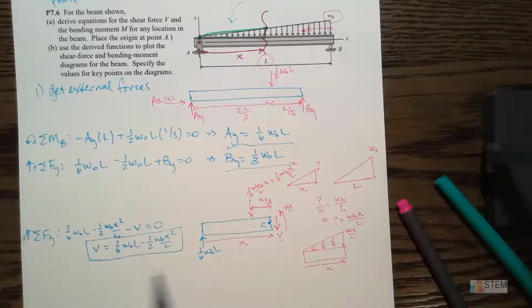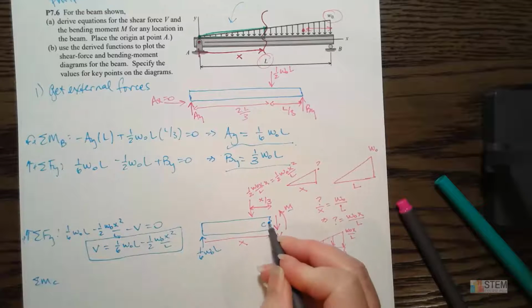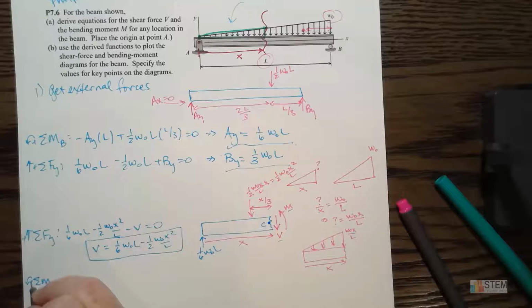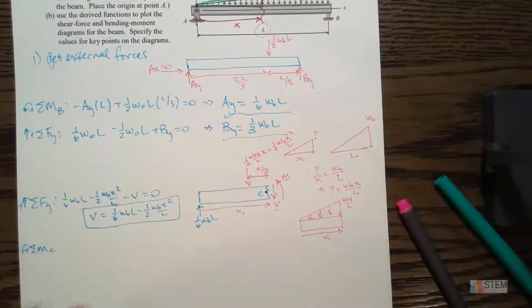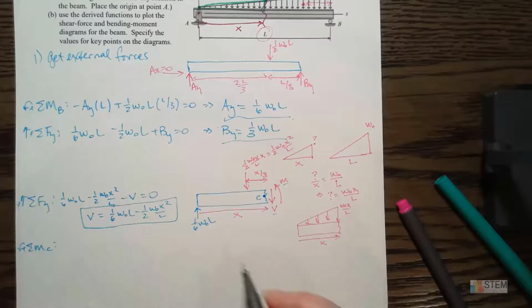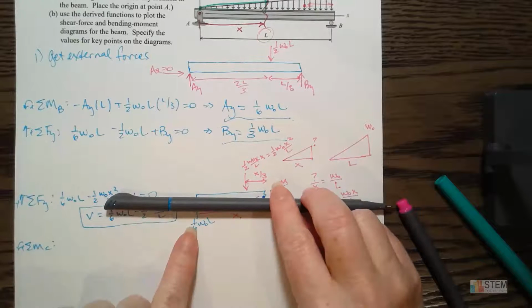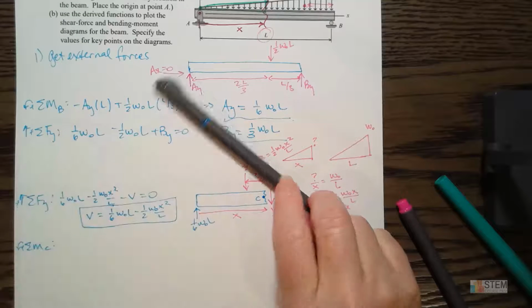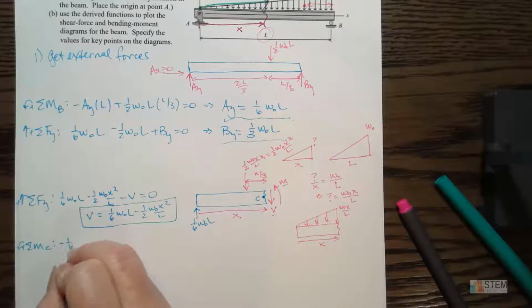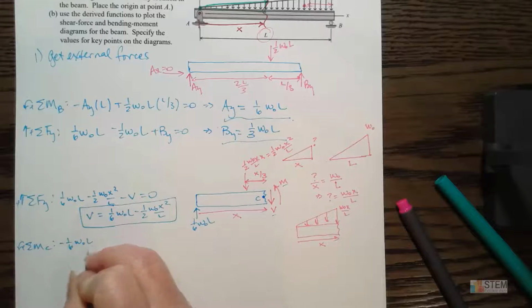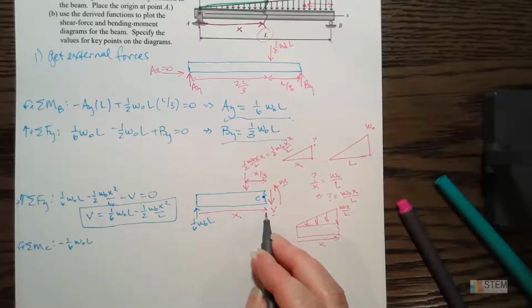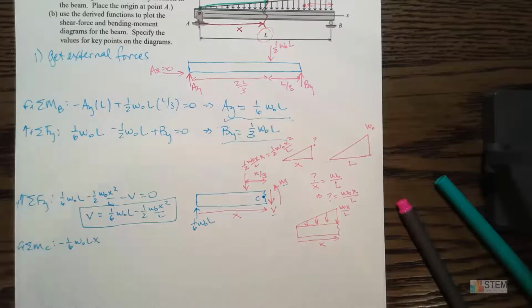Okay, now we need to do the same thing for m. So for m, obviously it's a moment, so let's do a moment equation, and we're going to take it about this point C. Counterclockwise will be positive. For this one, that's going to be a negative because it goes clockwise. So you got negative 1/6 W naught L. Distance here is x, so multiply by x.